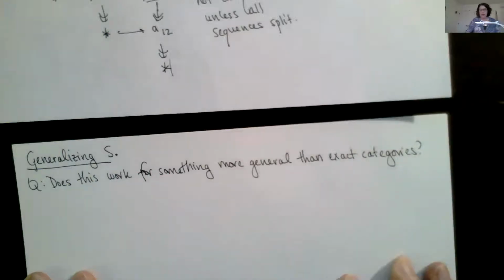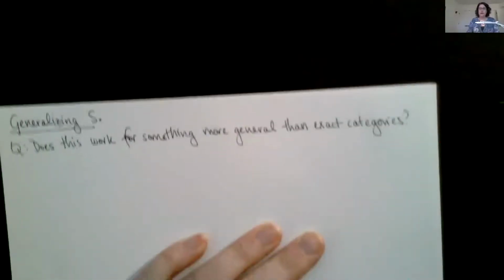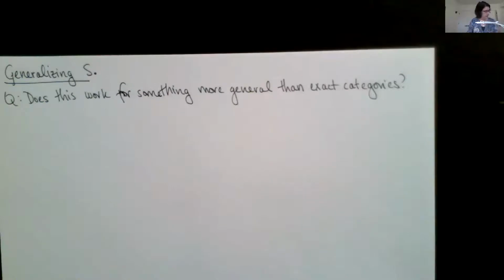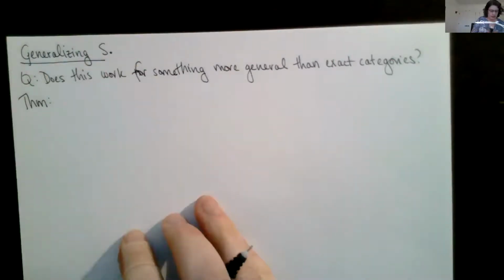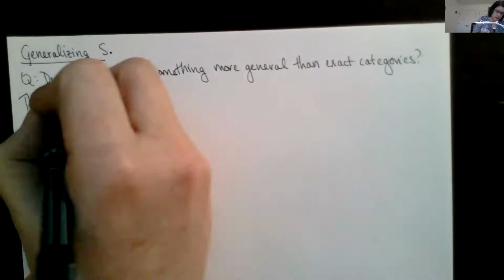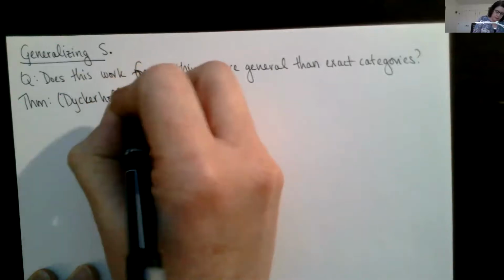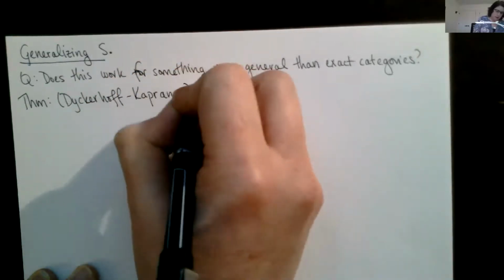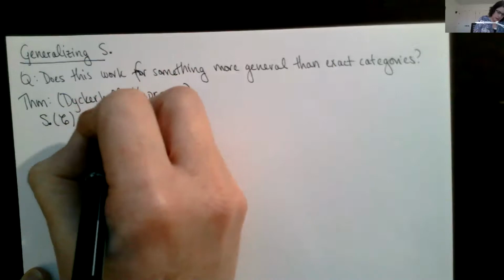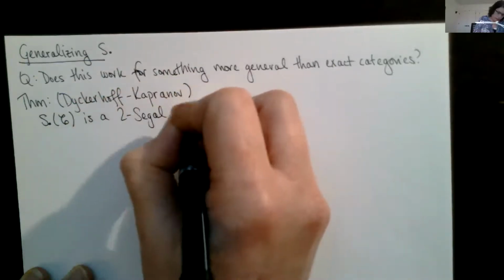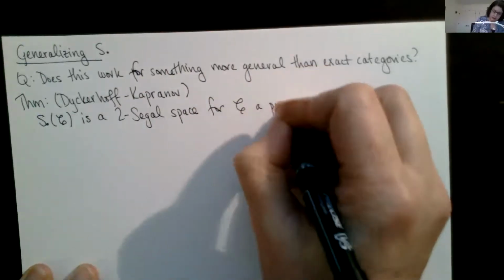If you remember way back at the beginning of the talk, I said I'm not really using the full strength of an exact category. I'm only using certain features of it. In a theorem done roughly concurrently and basically independently of the other result by Galvez-Carrillo, Kock, and Tonks, Dyckerhoff and Kapranov proved more or less the same thing, just slightly more general. They said that S dot C is a two Segal space, where C is what they call a proto-exact category.